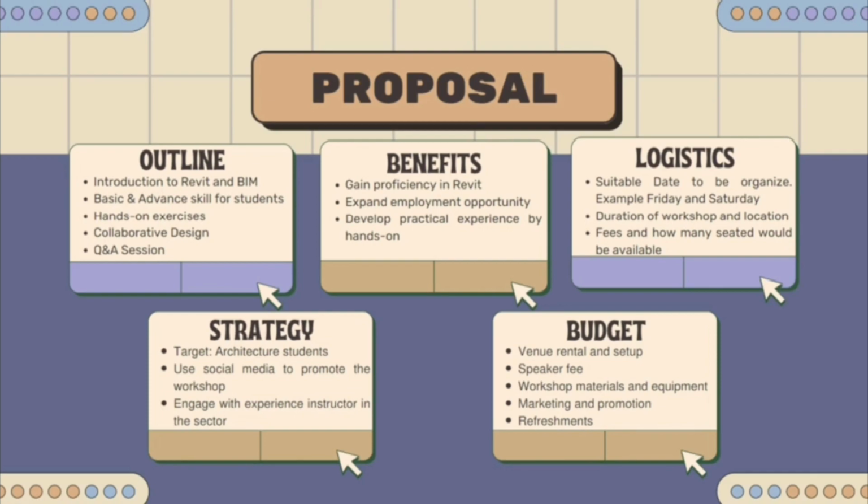Third one will be logistics. You need to choose a suitable date to organize, for example, Friday and Saturday, and the duration of the workshops and the location suitable to be done. The fourth one is the strategies. So our main target is architecture students, and we will use our social media to promote the event. The fifth one will be the budget. It's related to things such as the venue rental, setup, speaker fee, and refreshments during the breakout sessions.